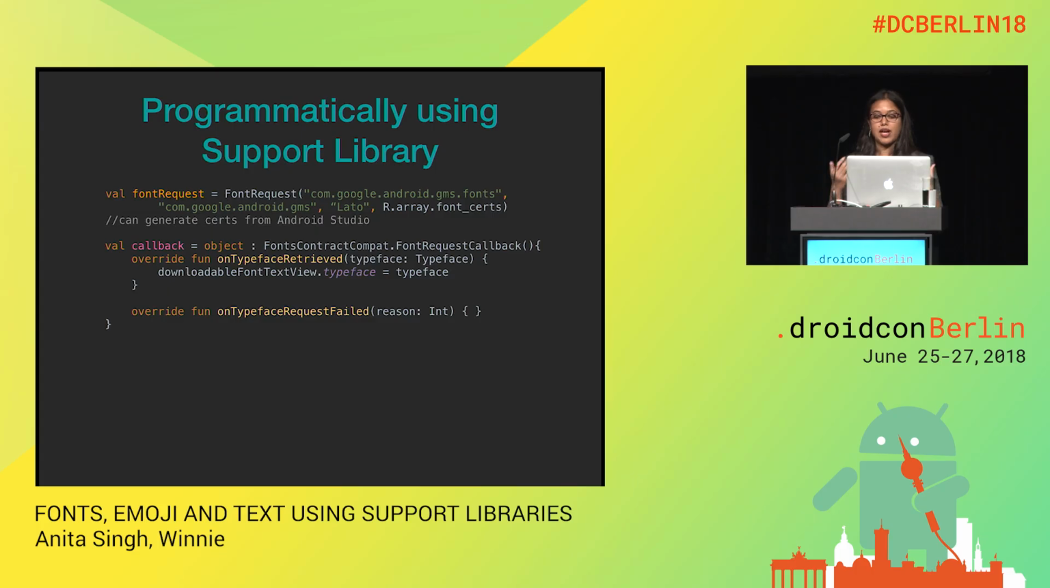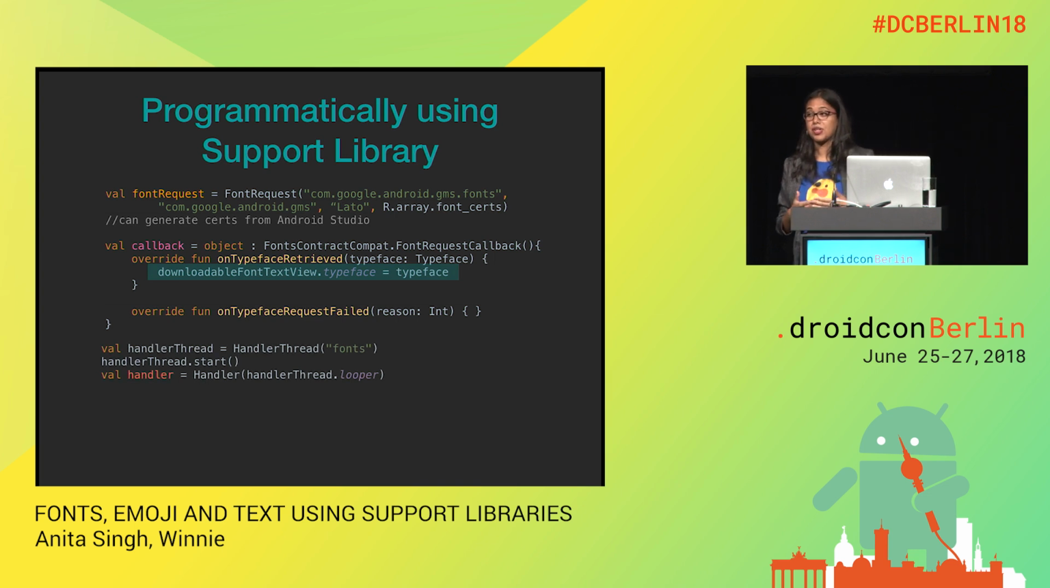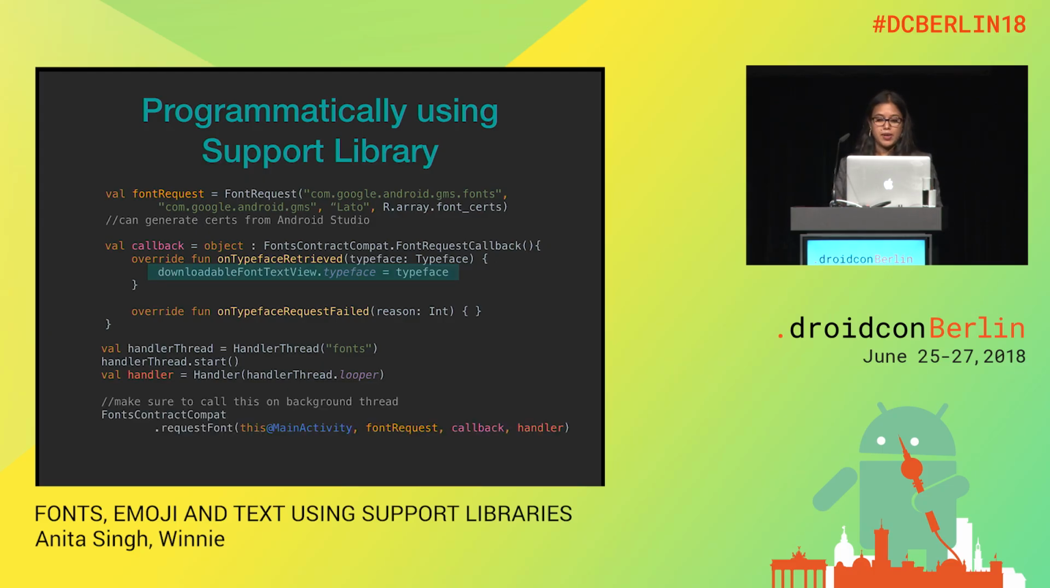And then you have the callback, the font request callback with the success and failure callbacks. And then in the success callback, you want to set the typeface on the text view. And then you definitely do not want the download to happen on the main thread. And so you need to set up a handler. And then you can put all of this together by calling FontsContractCompat.requestFont, where you pass in the font request, the callback, and the handler.